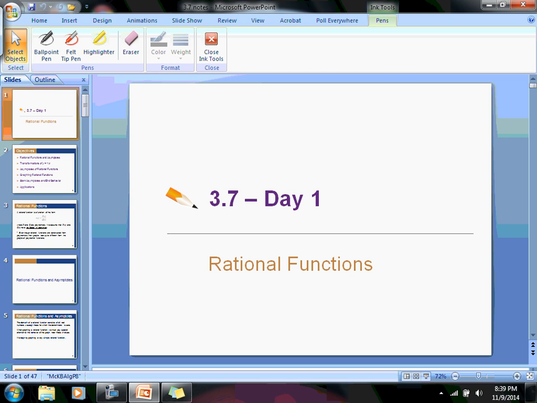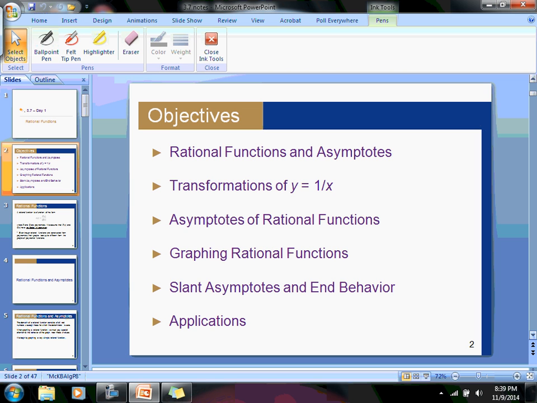These are the notes for section 3.7, day 1, entitled Rational Functions. And today we're just going to focus mostly on the first objective, which is to explore rational functions and talk about what their asymptotes are.